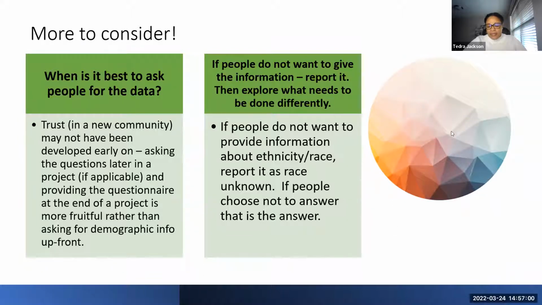If they choose not to answer. And even though we don't have a race unknown category that we report specifically for the PPR, in our comprehensive review and analysis, somewhere in our narrative, we should be reporting the number of people that were race unknown, so that it doesn't look like we didn't make a good faith effort to collect the information.